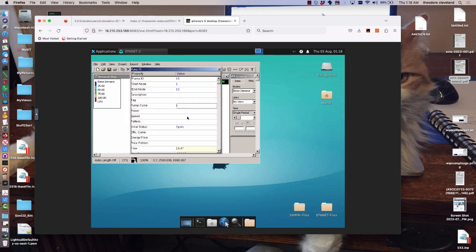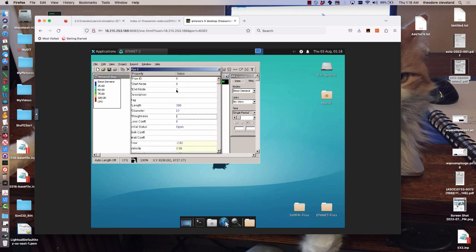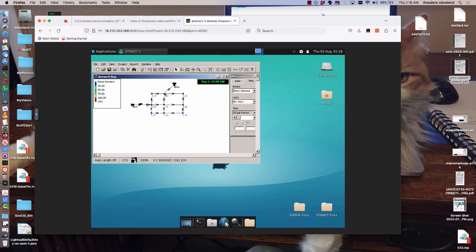And if we look at the pump, it is contributing 19 cubic feet per second, and it's actually putting water into the storage tank.